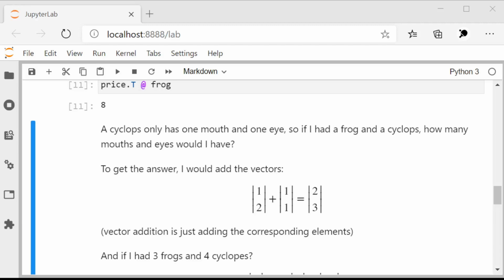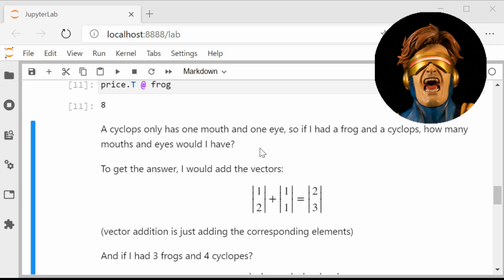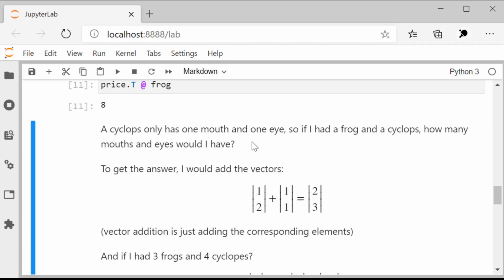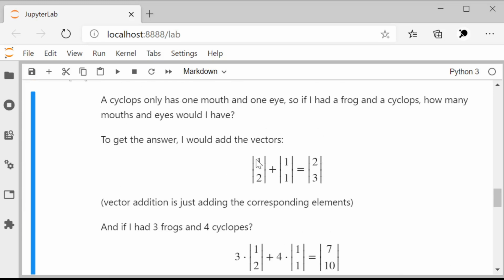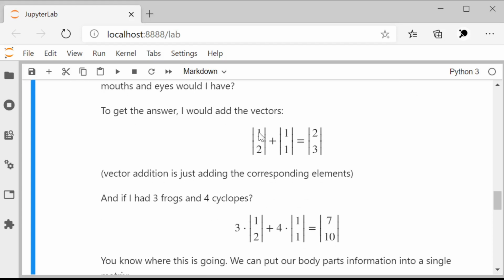Now let's take a look at the Cyclops. The Cyclops has only 1 mouth and 1 eye. So if I had 1 frog and 1 Cyclops, how many mouths and eyes would I have? Well, to do that, it's pretty simple, right? I could set up my frog vector, which is 1 mouth and 2 eyes, and I can set up my Cyclops vector, which is 1 mouth and 1 eye, and all I have to do is add them up, and I would end up with 2 mouths and 3 eyes. Okay, so vector addition is really just adding the corresponding elements, as you can see here.